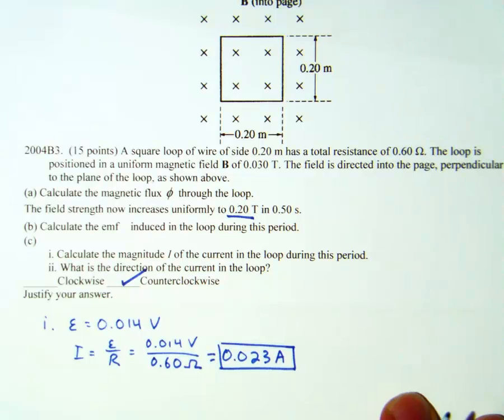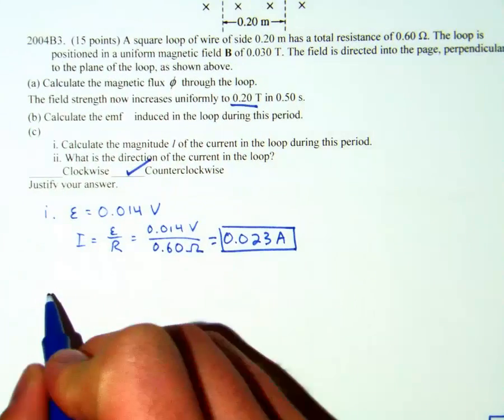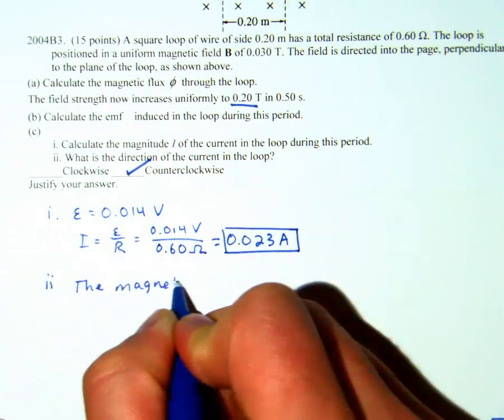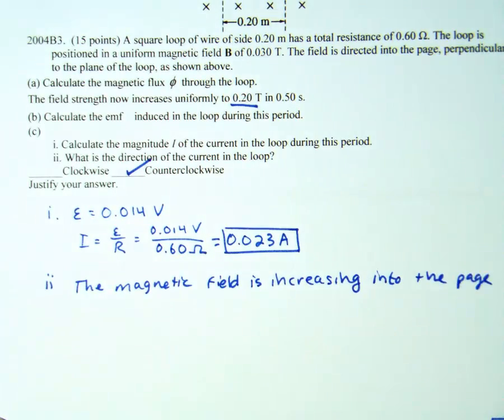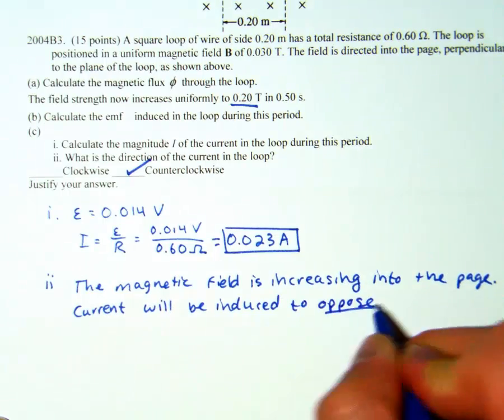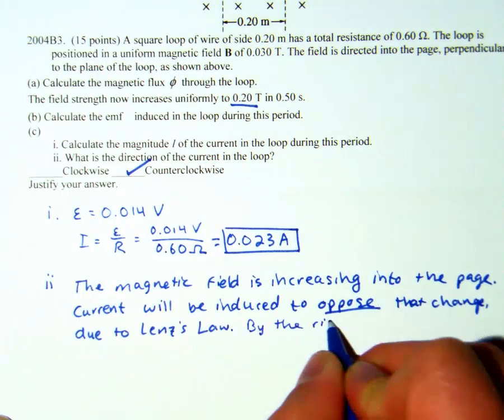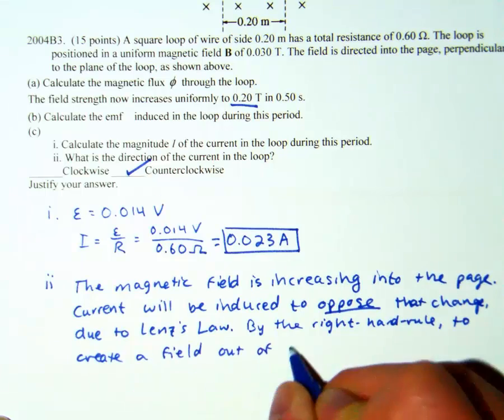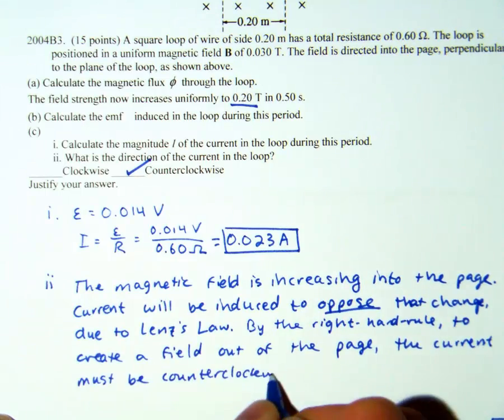When it says justify your answer, during this justification I need to say the magnetic field is increasing into the page. Current will be induced to oppose that change due to Lenz's law. By the right-hand rule, to create a field out of the page, the current must be counterclockwise.